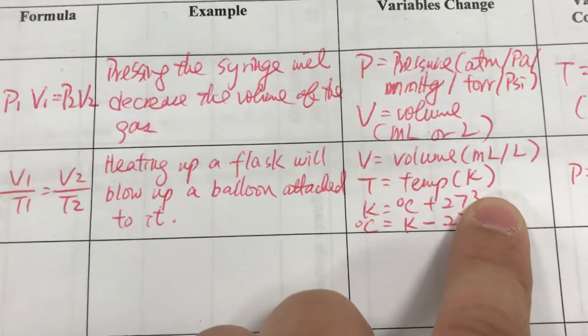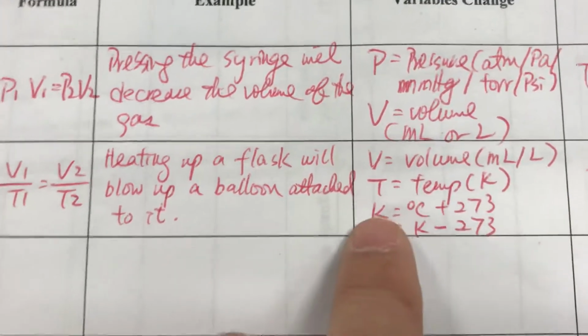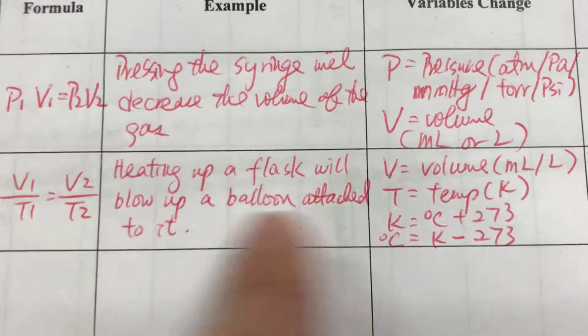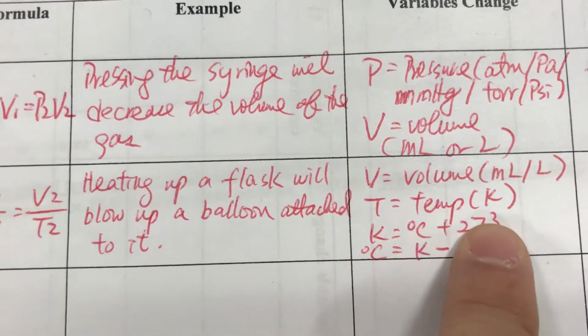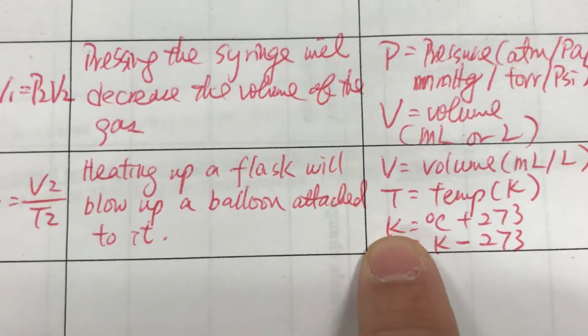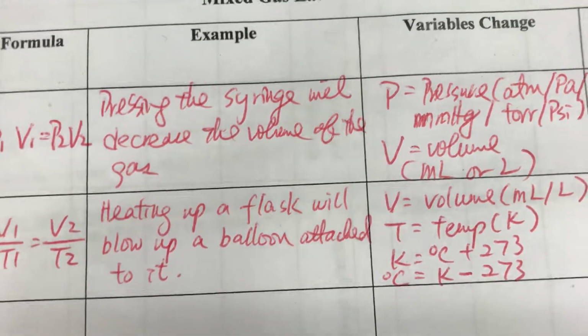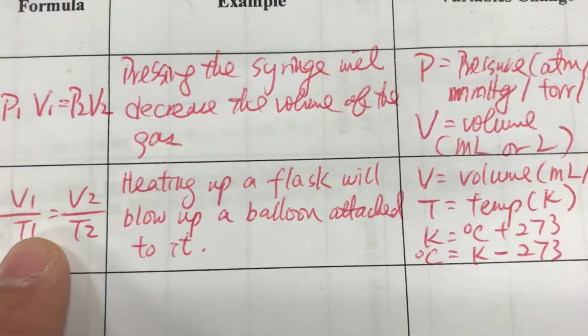be in Kelvin. So if I give you degrees Celsius, before you plug it into the formula, you have to change the temperature by adding 273 to get Kelvin before you plug it in the formula. And then your answer from the formula will also be in Kelvin.